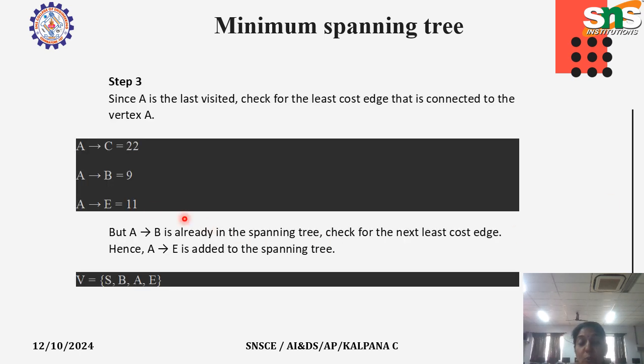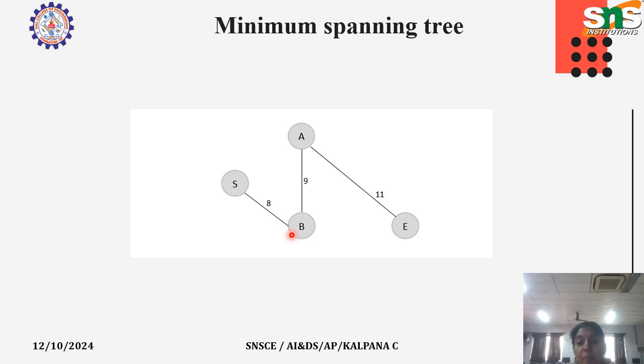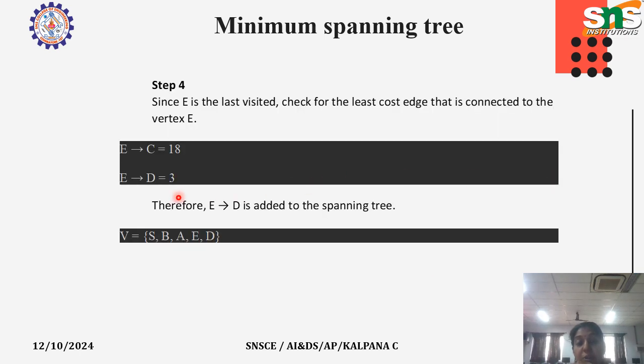And next I have to traverse with A. So A to C, A to B, A to E. Among these, which one is having less cost? A to B, 9. So I am adding that into the list. So S to B, B to A, B to E. Then finally from E, C and D are the adjacency. So D is having the minimum cost, 3. So I am including D here.